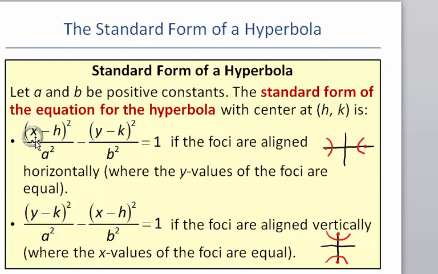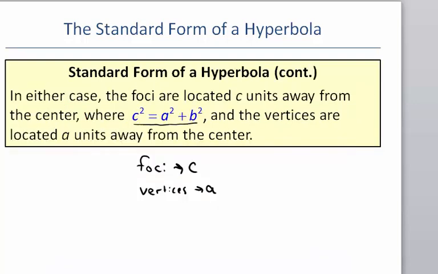One version begins with the x value, and that one has your parabolas opening one to the left and one to the right. The other formula begins with the y value, in which case you have a parabola that opens up and a parabola that opens down. Remember that in either case, your foci are represented by your c value, and your vertices are represented by your a value. And you have the formula c squared is equal to a squared plus b squared to relate your different values.